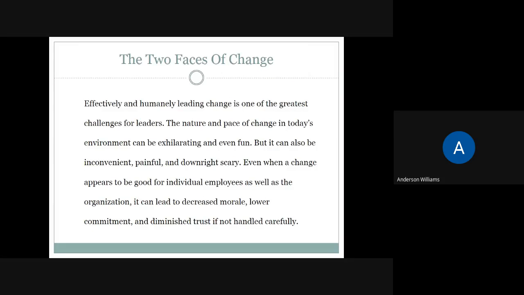The two phases of change. Leading change effectively and humanely is one of the greatest challenges for leaders. The nature and pace of change in today's environment can be exhilarating and even fun, but it can also be inconvenient, painful, and downright scary. Even when a change appears to be good for the individual employees as well as the organization, it can lead to decreased morale, low commitment, and diminished trust if not handled carefully.